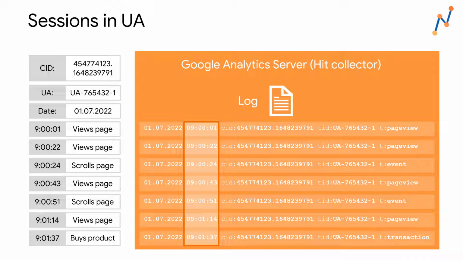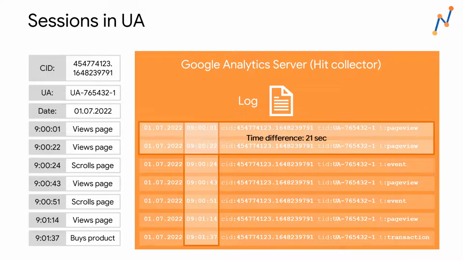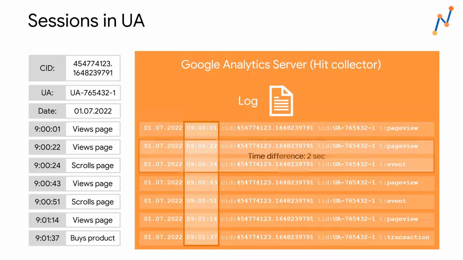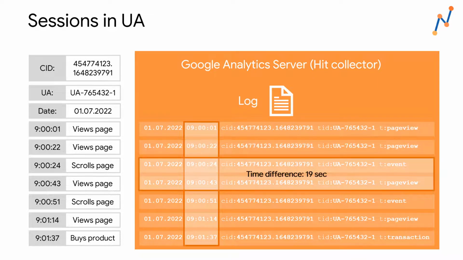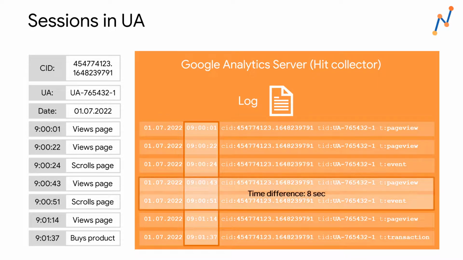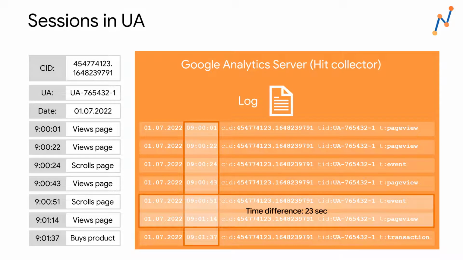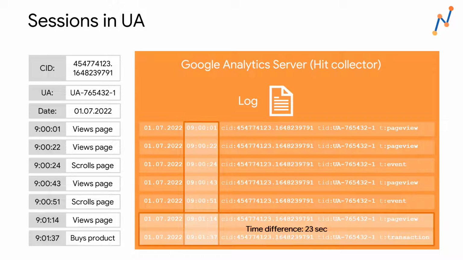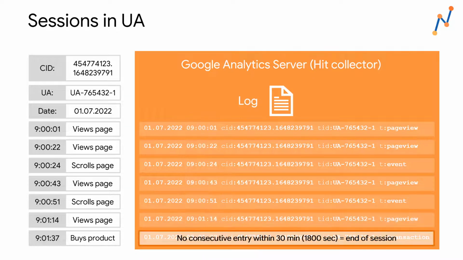And when you go through the log here and compare consecutive entries with each other, you will find out that entry 1 and 2 have a time difference of 21 seconds, the next pair is 2 seconds, followed by 19 seconds, followed by 8 seconds, followed by 23 seconds, and finally the entry 6 and 7 also have a time difference of 23 seconds. And since entry 7 is the last entry in the log file with no consecutive entries within 30 minutes, it will mark the end of the session.